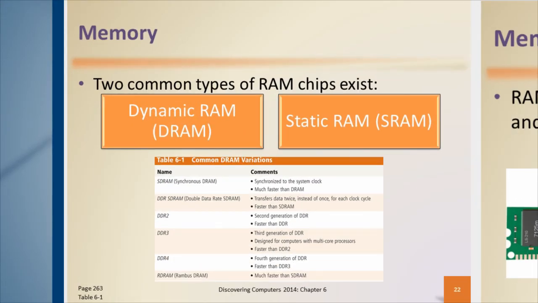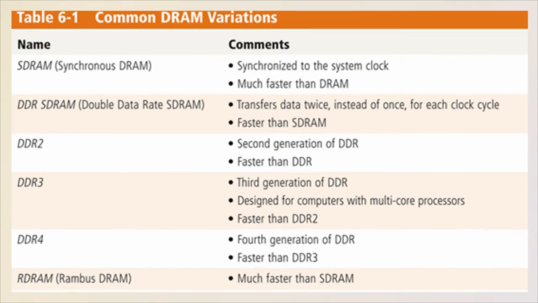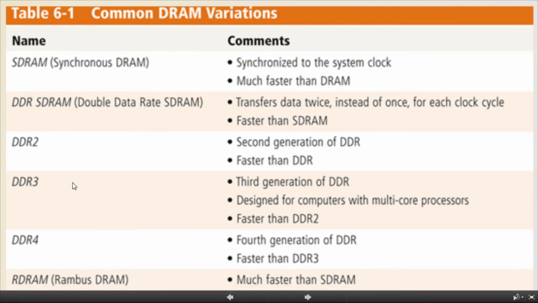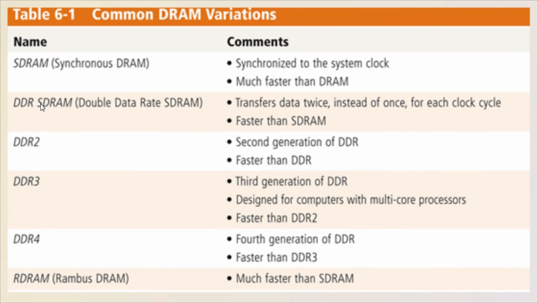A couple of ways of looking at RAM is also whether or not it's static or dynamic. In most cases, in our home computers, we're going to have a lot of dynamic RAM. What I discussed in class is that for the most part you're going to see DDR RAM, whether it's 2, 3, or 4. You're not going to see a lot of RAM bus, though you certainly may. But for the most part you're going to see DDR RAM.